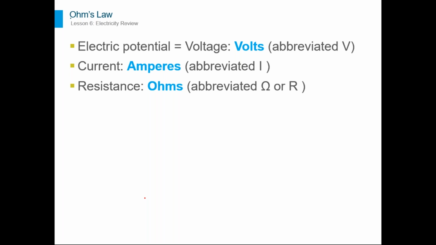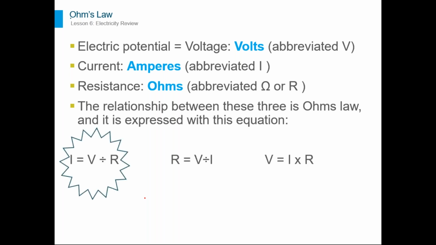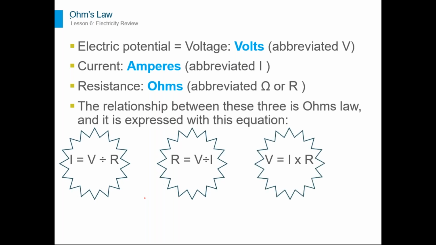Current is the amount of electricity going through the circuit, and it's measured in units called amperes, and that's abbreviated with an I. I know that's weird, but it's consistently an I, just remember that. And then resistance is how much the circuit's trying to hold back the flow of electricity. The unit is ohms, and it's abbreviated either R for resistance or with the omega symbol. The relationship between these three is called Ohm's law, and it's expressed with this equation, which has three different versions. We use the one on the left if we're measuring current, the one in the middle for resistance, and the one on the right to figure out voltage.